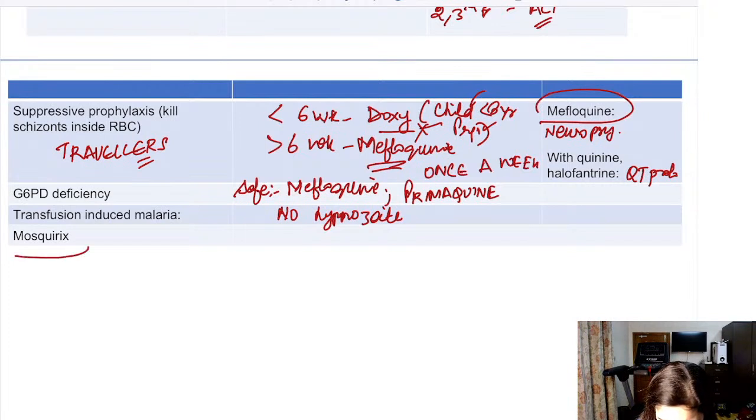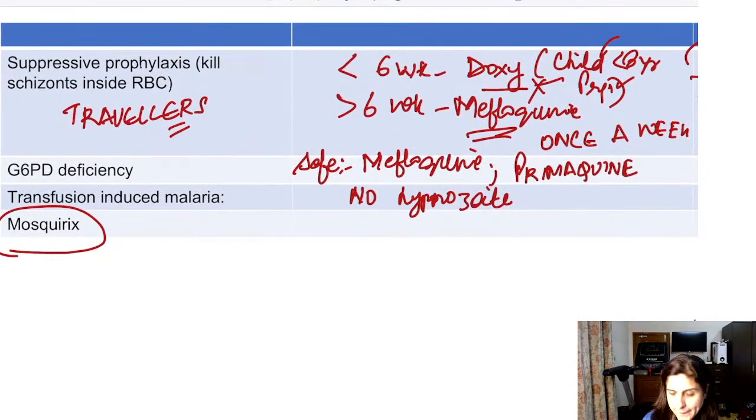The last thing I've written is Mosquirix. Any idea what is Mosquirix? What is Mosquirix? Yes, it is very nice. It is a vaccine, anti-malarial vaccine.